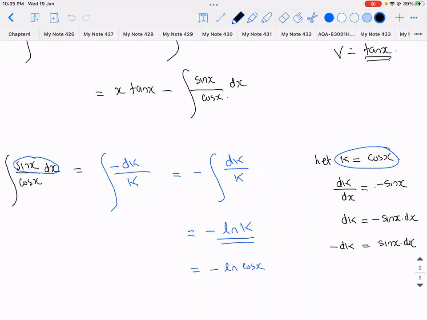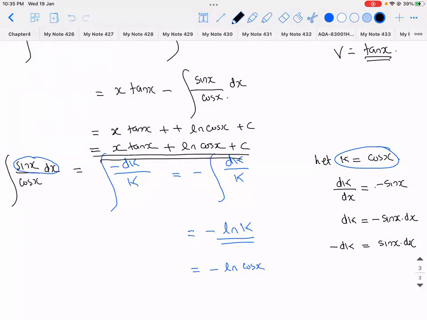So we can replace it as what? x tan x minus, minus ln cos x plus c. So minus minus becomes plus, right? And what is the final answer for this? It becomes x tan x plus ln, that means natural logarithm of cos x plus c. So that is the answer for this question. So x tan x plus ln cos x plus c. So that is the idea about this question.